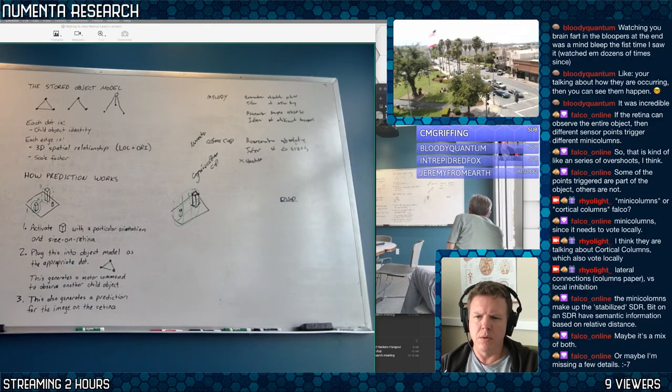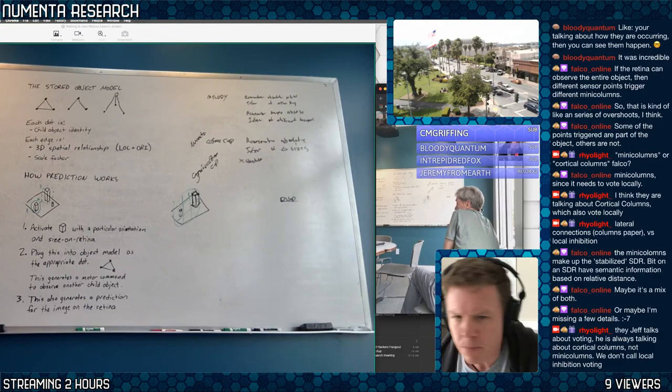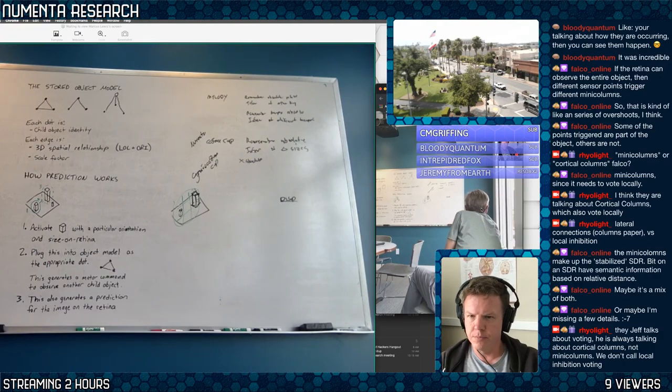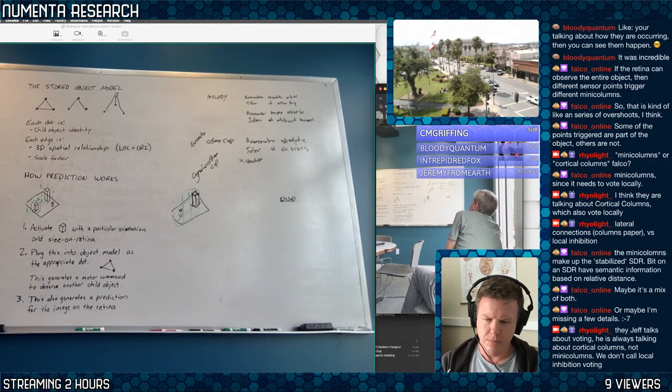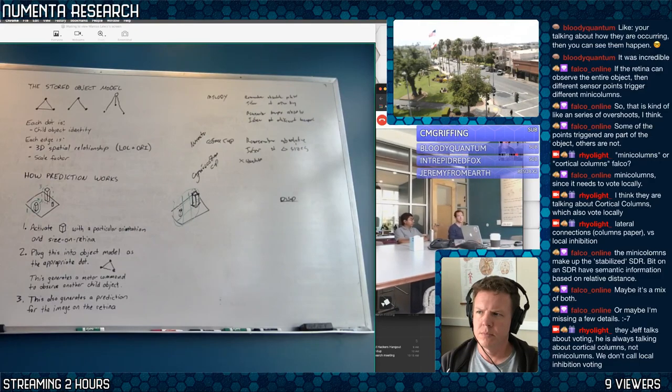Okay, so what does the column need to know? In the past, what are we voting on? Say, object identity, right? We have to actually vote on pose too, I suppose. So object identity and pose. And now we're saying pose to me incorporates distance also. Well, okay, I was thinking disorientation. Disorientation.